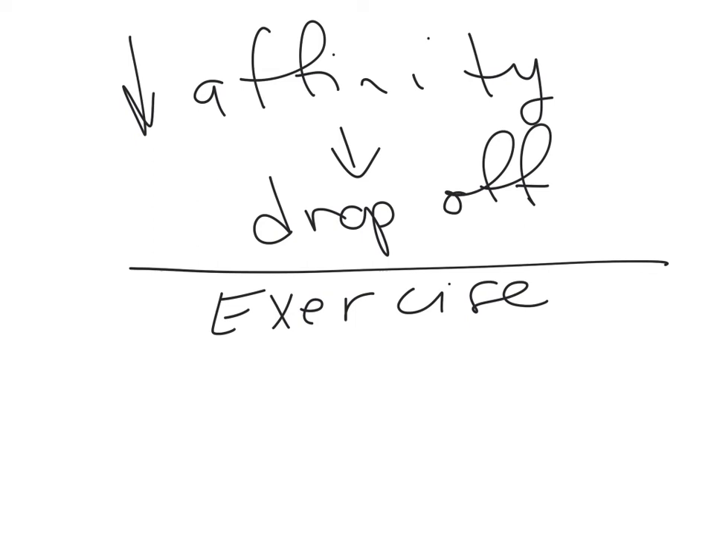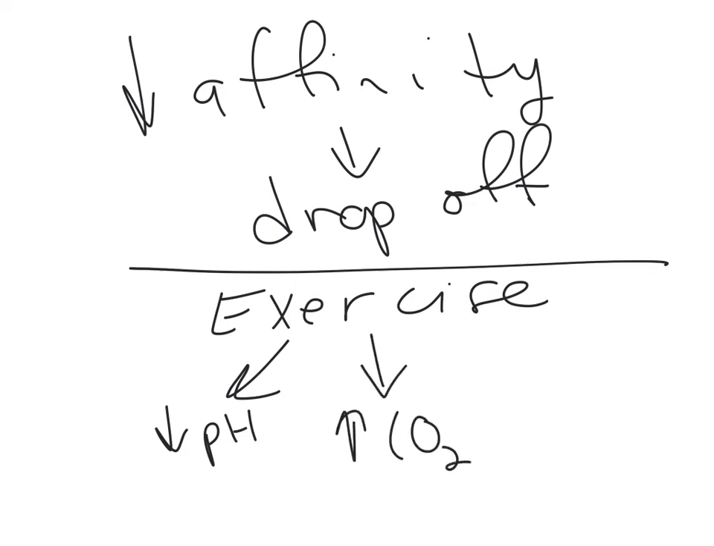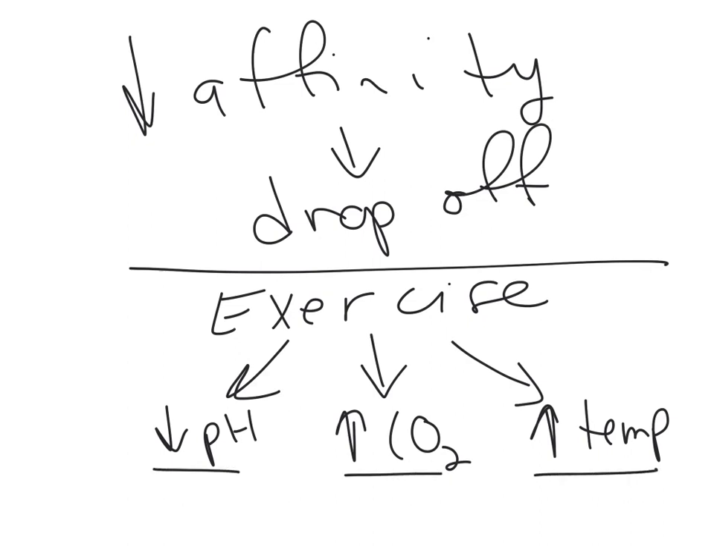However, during exercise, three other things are happening. Okay, we could potentially have the buildup of lactic acid, which is going to increase hydrogen ions and decrease the pH. We could have an increase in CO2 levels and an increase in temperature. So next, let's look at what is the effect of these three variables on the affinity for oxygen.